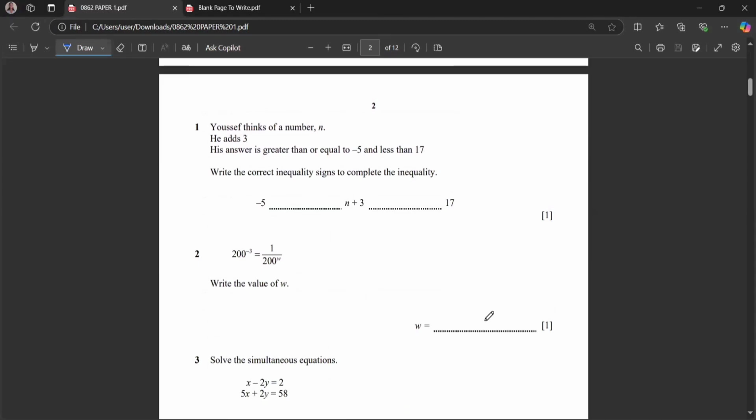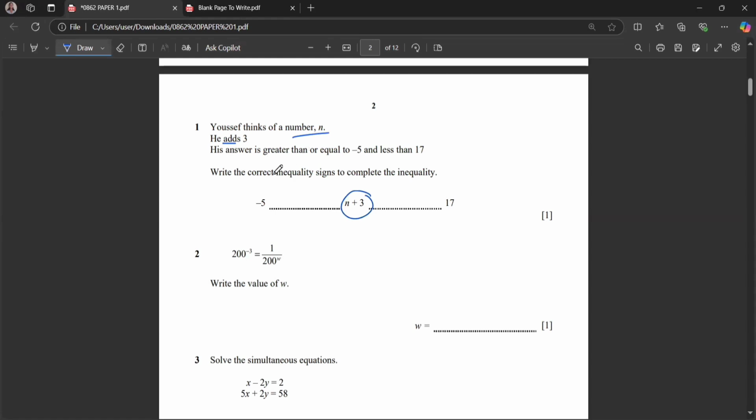So the first question: Yusuf thinks of a number n, he adds 3, his answer is greater than or equal to -5 and less than 17. Write the correct inequality signs to complete the inequality. So he thinks of a number n and adds 3, so that is n plus 3. Now, his answer is greater than or equal to.